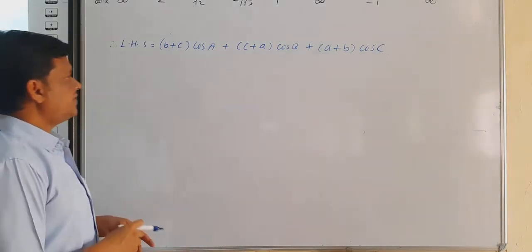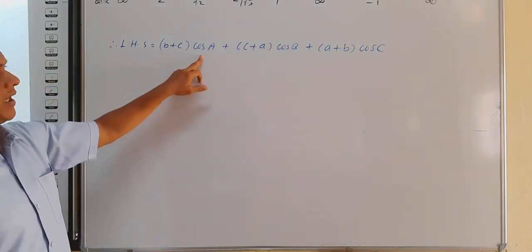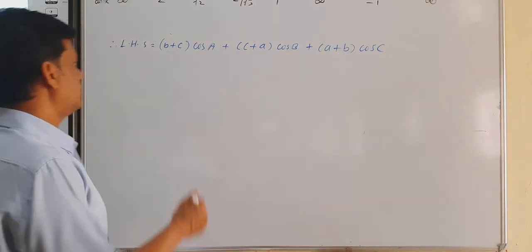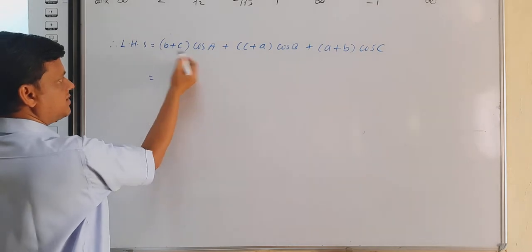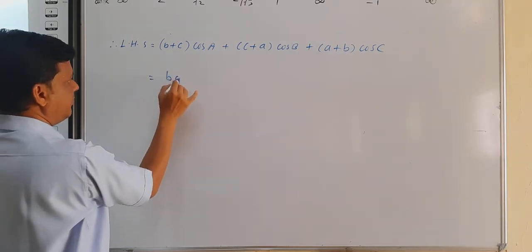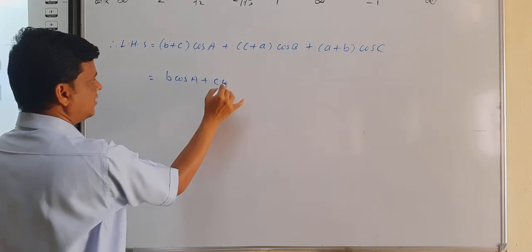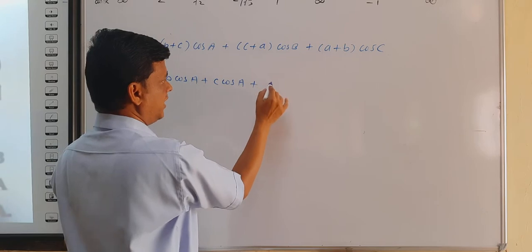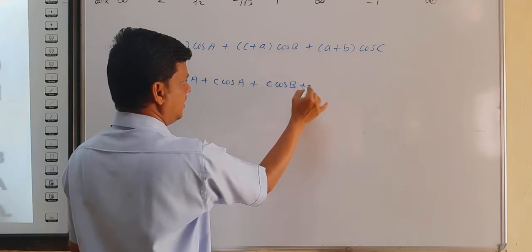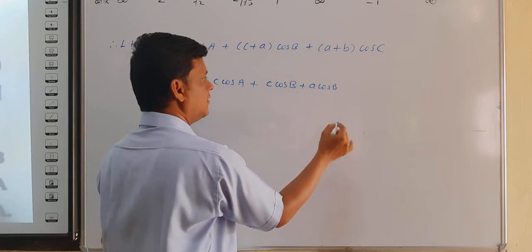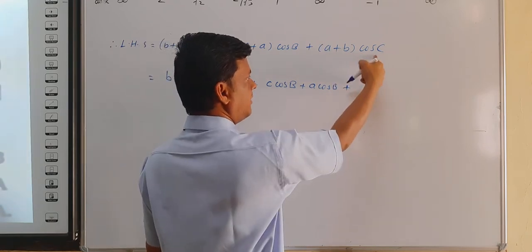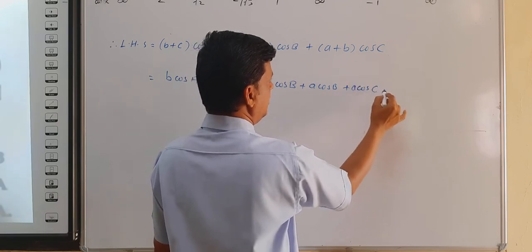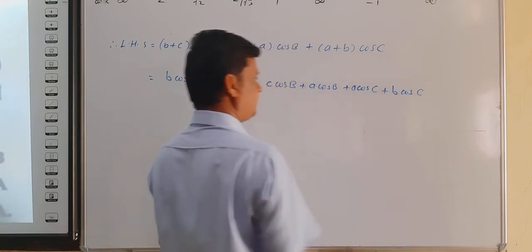We consider the LHS: (b plus c) cos A plus (c plus a) cos B plus (a plus b) cos C. So we multiply b plus c by cos A, and we write b cos A plus c cos A, plus here we multiply by cos B, so we get c cos B plus a cos B, plus here we multiply by cos C, a cos C plus b cos C.